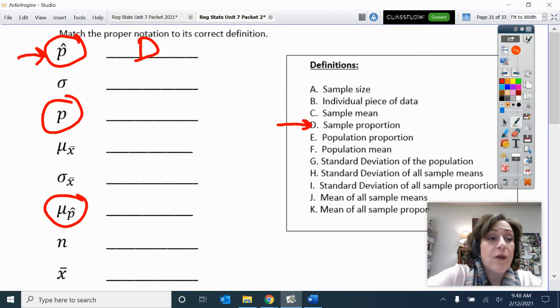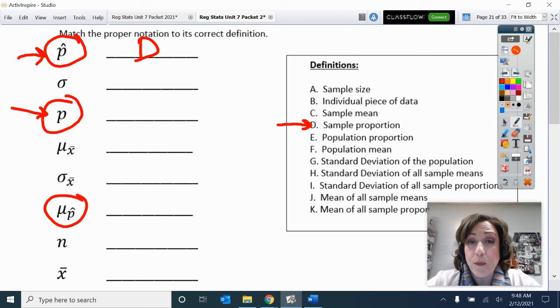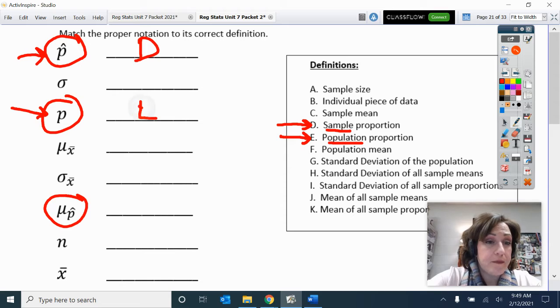Now, this is what the factory claimed the proportion of all blue M&Ms to be. And so if that's the proportion of all blue M&Ms, then that's going to be the population proportion. See, sample versus population. So that one is E.